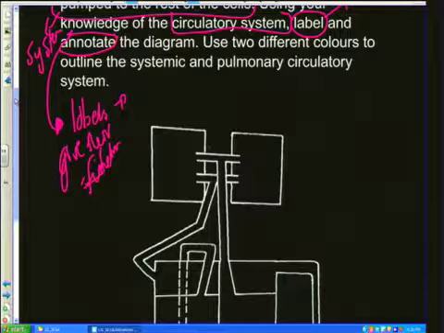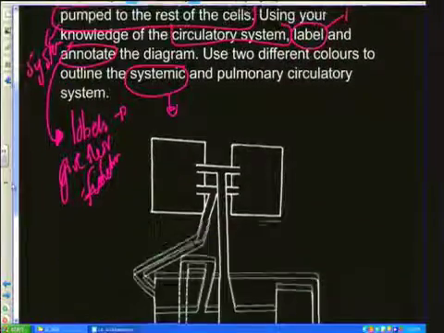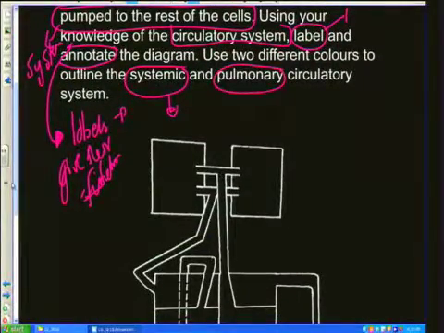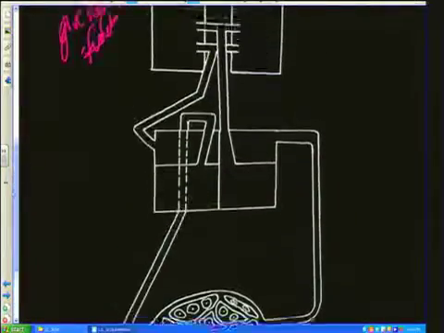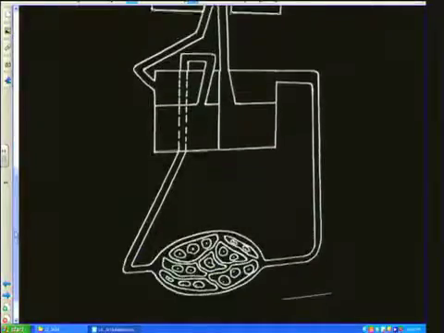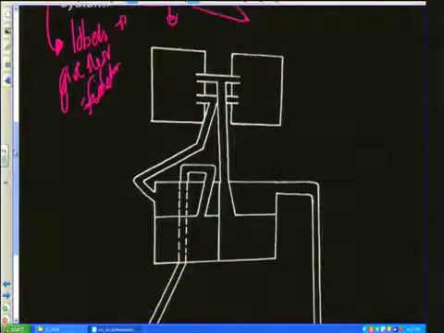So let's start. It also says here, there's a lot of things that you have to do in this question. And that's why I kept harping on the two colors. Use two different colors to outline the systemic, which I had told you about in the beginning over here, and the pulmonary. Okay, the systemic and the pulmonary. What I would suggest you do, all right, is, I'm going to make you seasick just now. Don't use blue and red for that, because then you might get confused between oxygenated and deoxygenated. We'll use different colors. Okay.